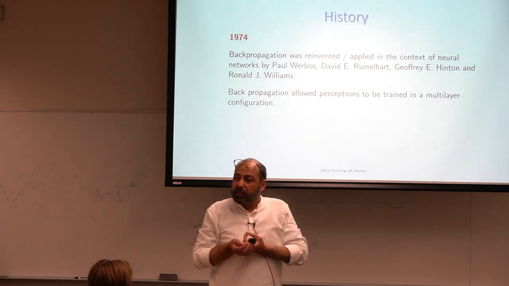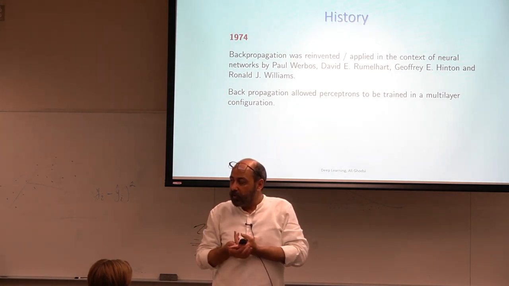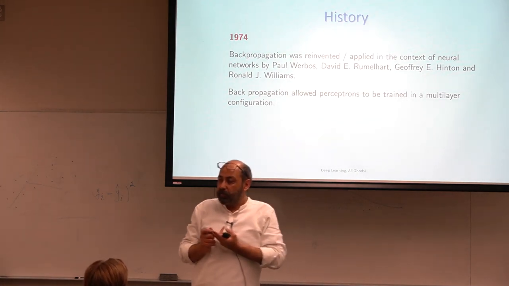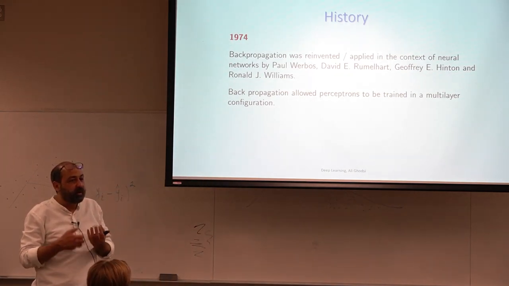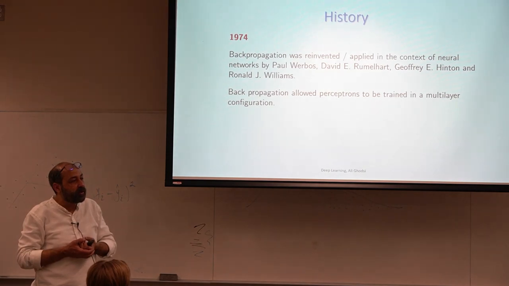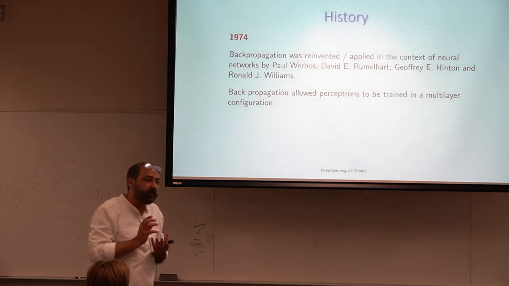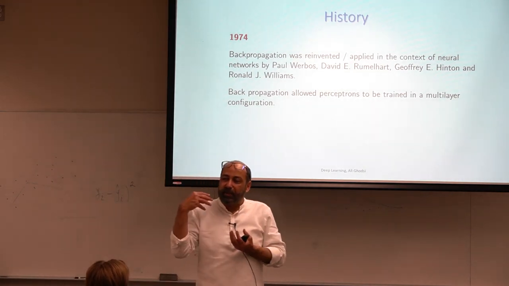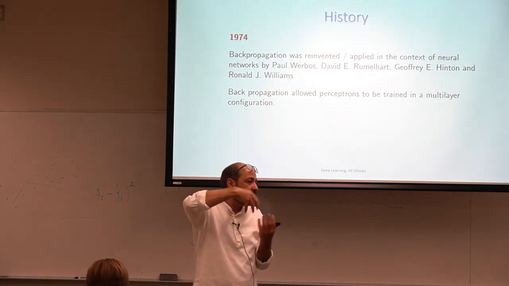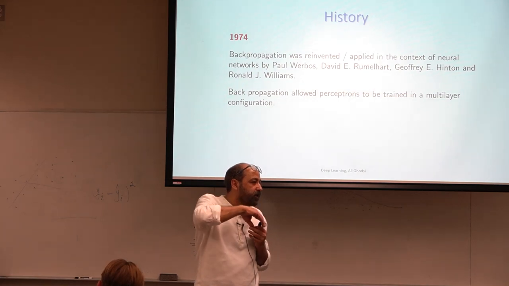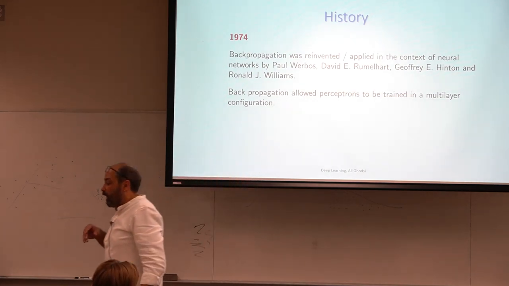The other one was data. We didn't have large data at that time. And the third one was hardware. We didn't have good computers for hard optimization problems. So in a sense, the algorithm was ahead of the hardware. We didn't have the right hardware. We didn't have GPUs at that time, for example, to solve this.